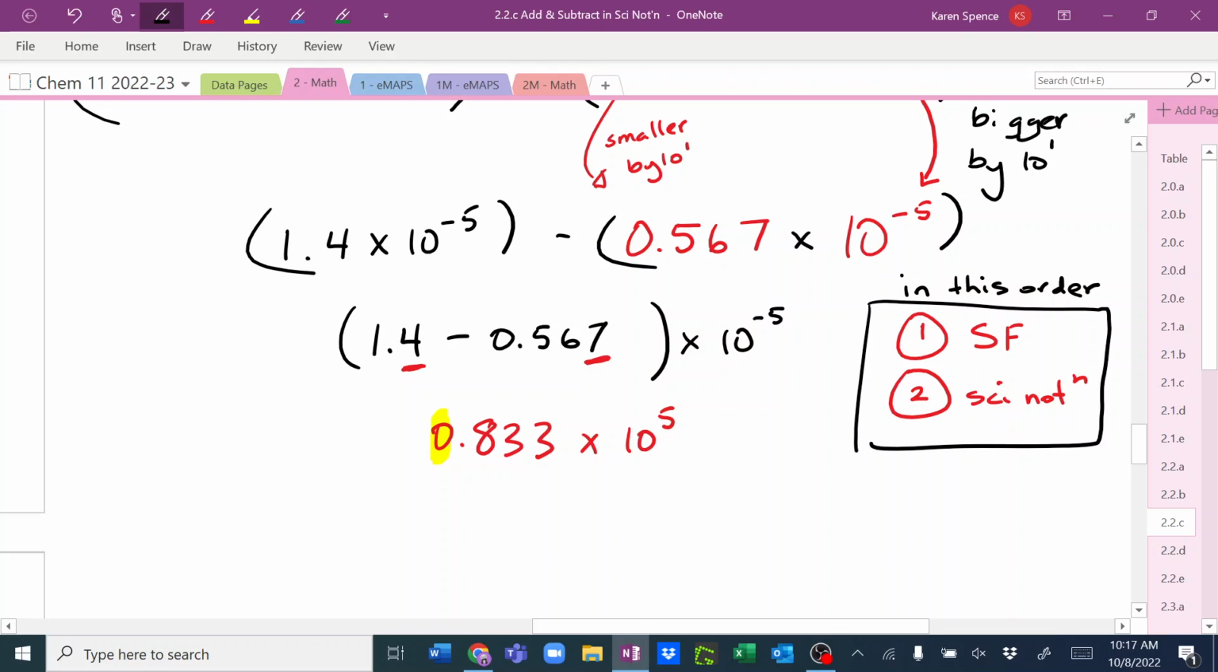Let's round to our sig figs. So we have our tenths and we have our thousandths. Okay, so there's our tenths, there's our thousandths. And so we're going to look to the right of our tenths. That is a 3. So we're going to then round that to 0.8 times 10 to the 5.